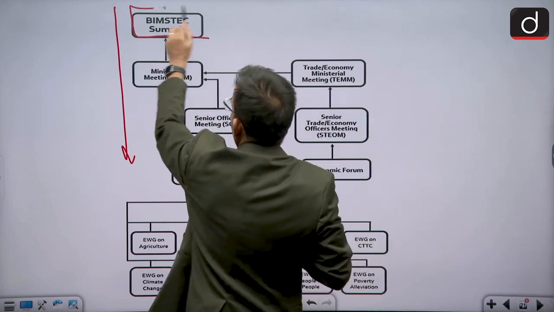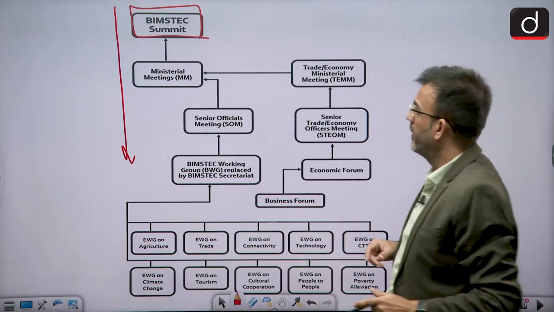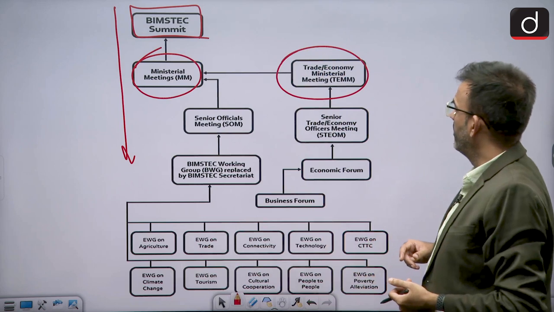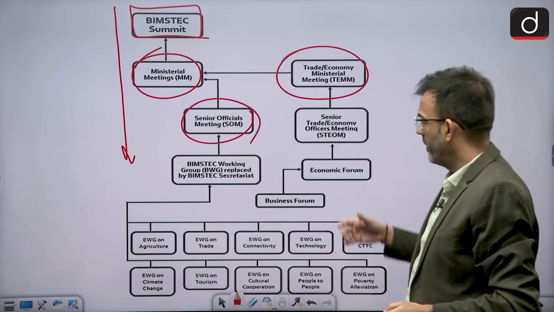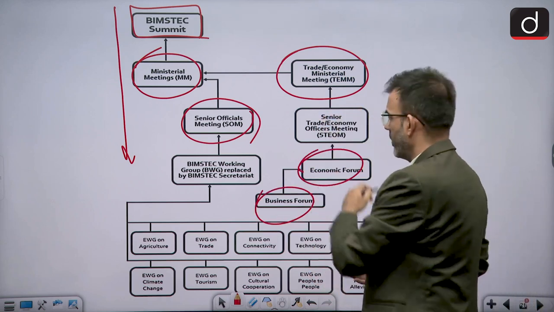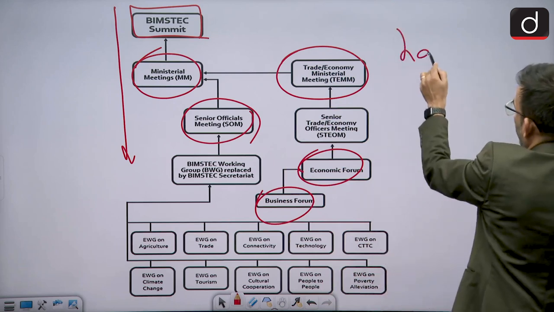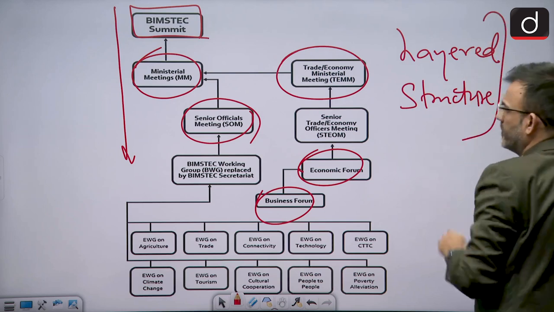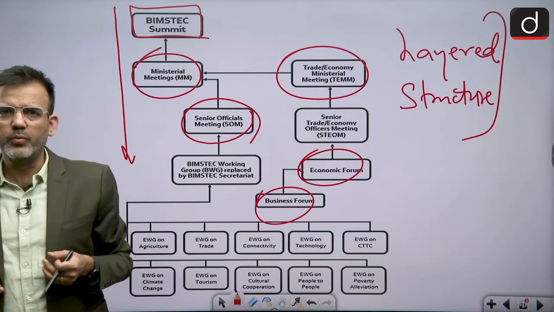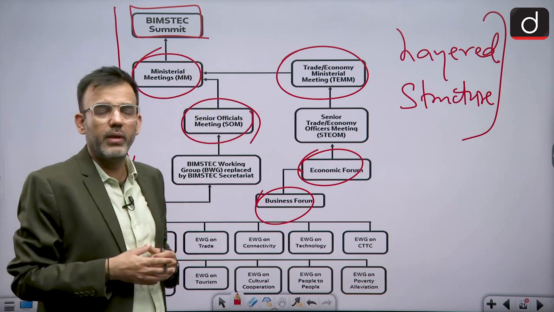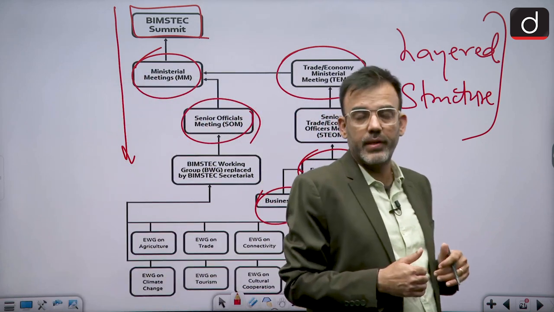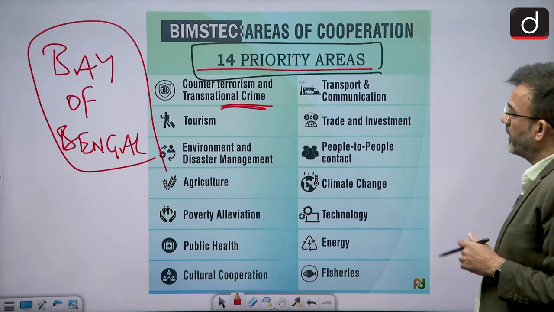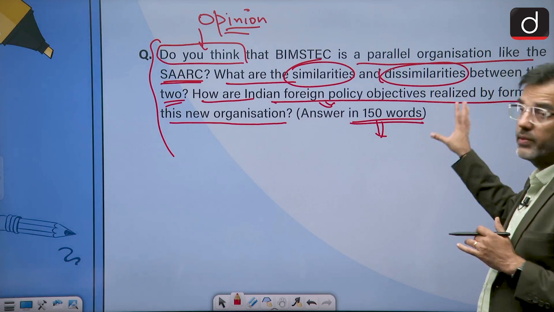Right from summit level, that is heads of the state, they meet in this summit. Then there are ministerial meetings of various ministries. There are trade and economy ministerial meetings. Then there are official level meeting setups. Then as you go on, there are business forums, economic forums. So, a very layered organizational structure. Periodic meetings, joint working groups, specialized working groups. So, they are working in great cohesion, and that's why BIMSTEC is producing results, unlike SARC. So, that's also one big differentiating ground that we should discuss. So, that's about the second aspect of this question. We can write about all these differences.